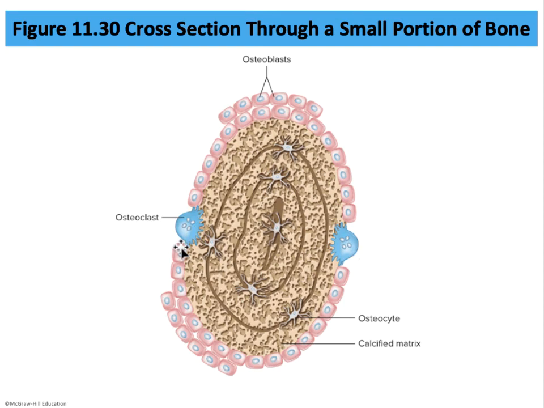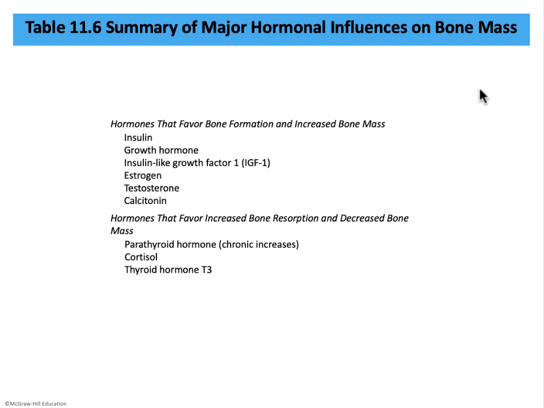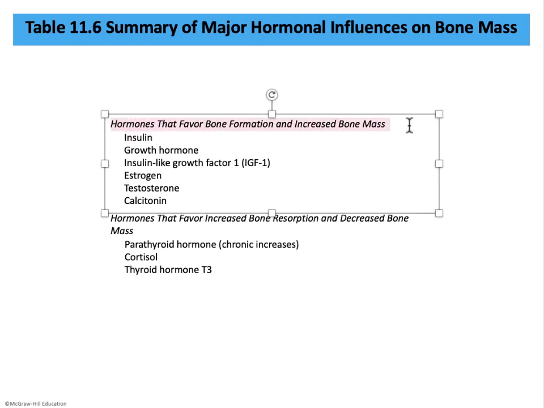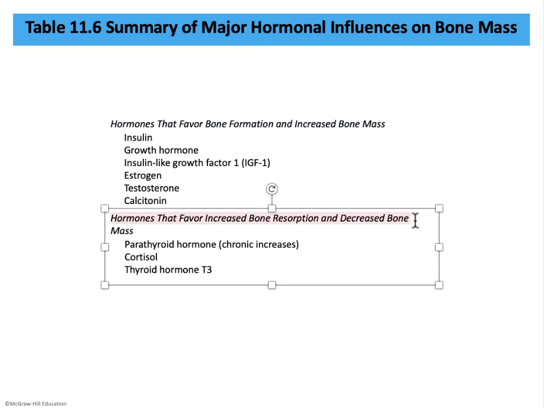Osteoclasts dismantle bone. So they eat away at bone, and they will eventually cut into this layer. Bone itself is under the control of a number of chemicals. So the osteoclasts and the osteoblasts respond to different subsets of hormones. Table 11.6 lists the hormones that favor the increase in bone, and it also lists the hormones that favor the opposite, a decrease in the content of bone.